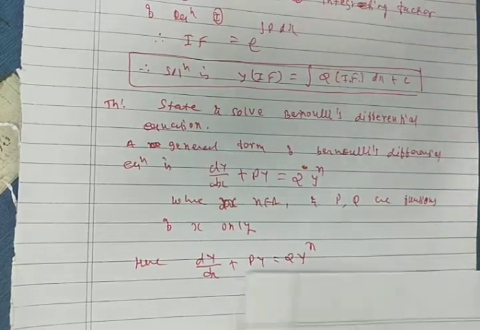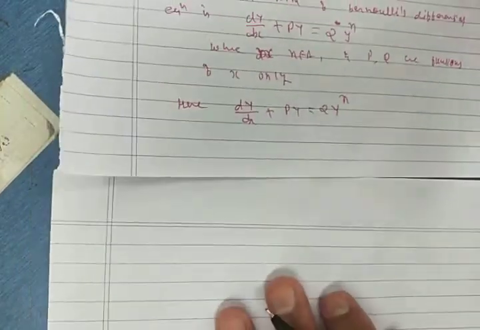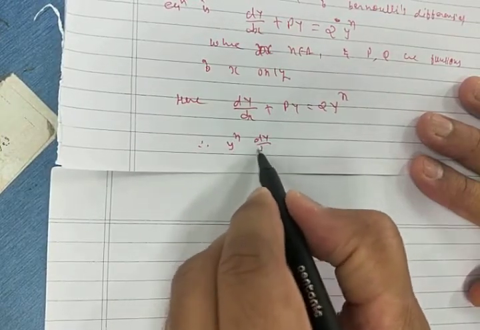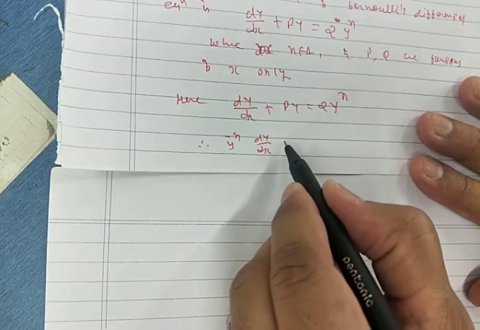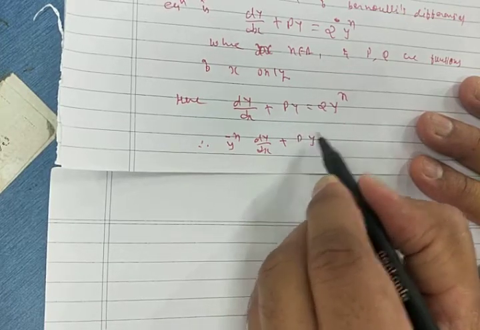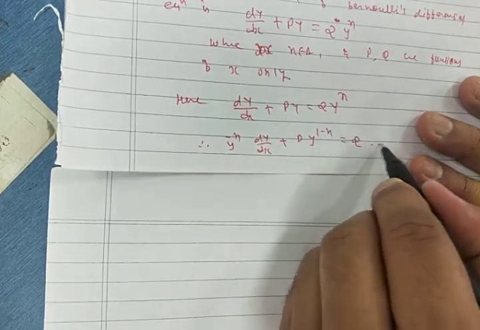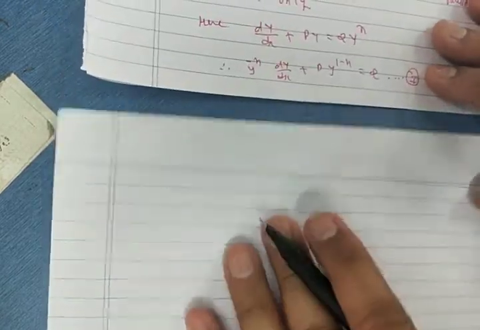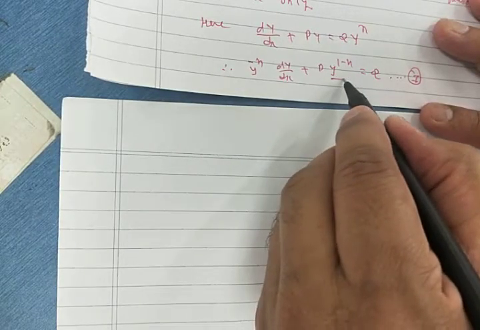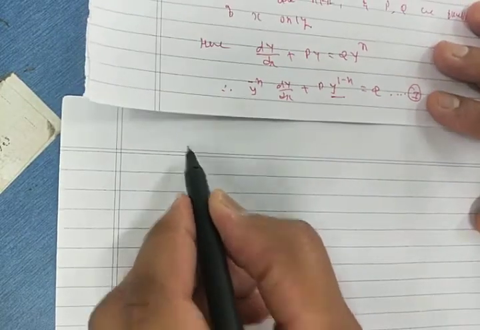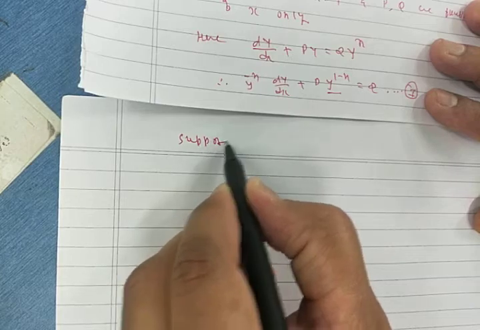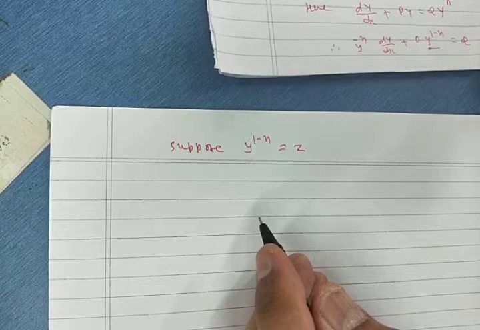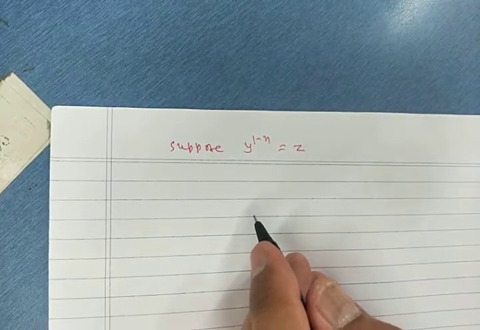Now divide this equation by y raised to n. Therefore y raised to minus n dy by dx plus p y raised to 1 minus n is equal to q. Say equation number 1. Clear? Now take a substitution. Suppose y raised to 1 minus n is equal to z. Let us consider that it is equal to z.